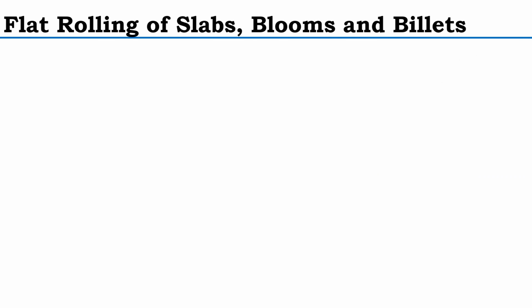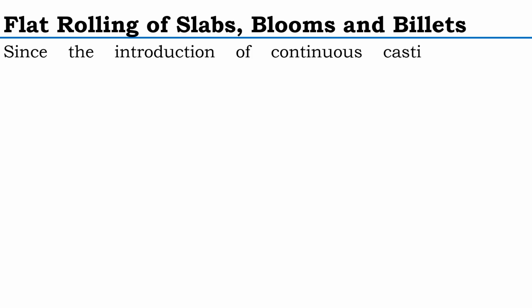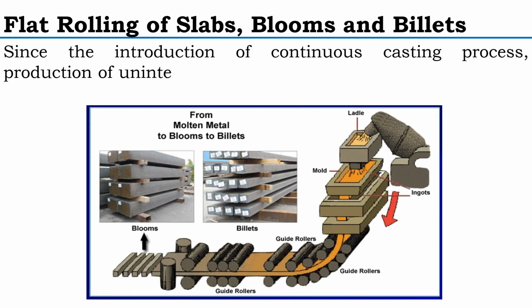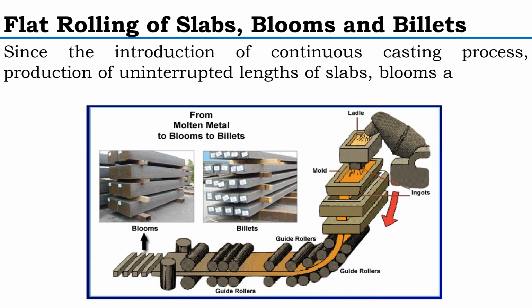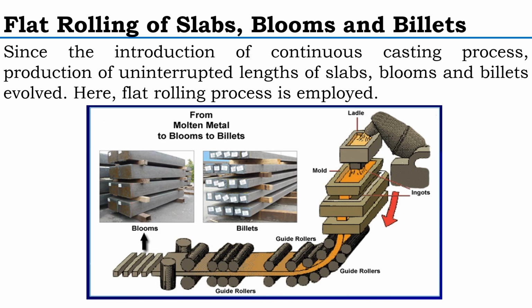Flat rolling of slabs, blooms and billets. Since the introduction of continuous casting process, production of uninterrupted lengths of slabs, blooms and billets evolved. Here, flat rolling process is employed.